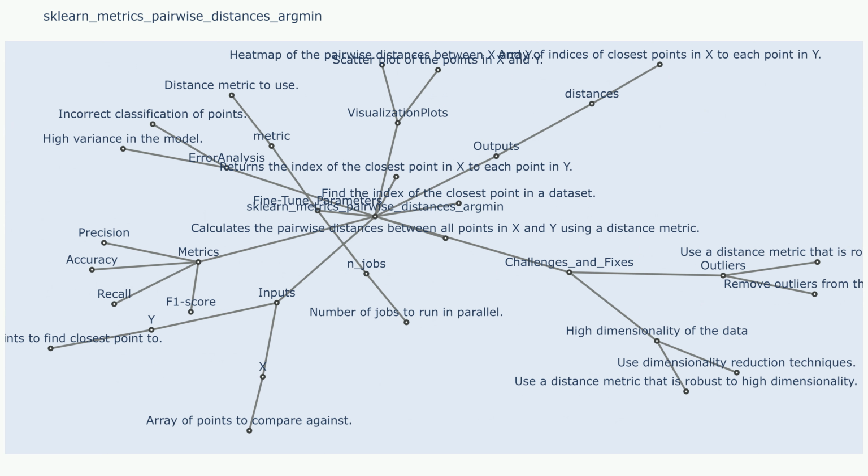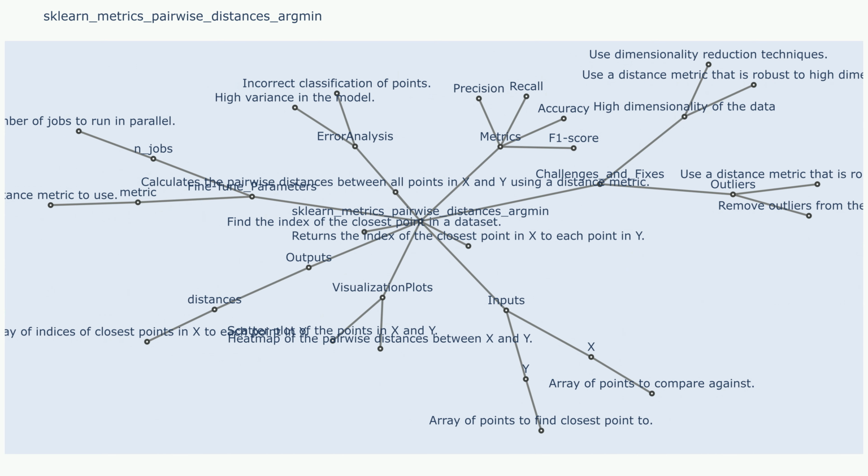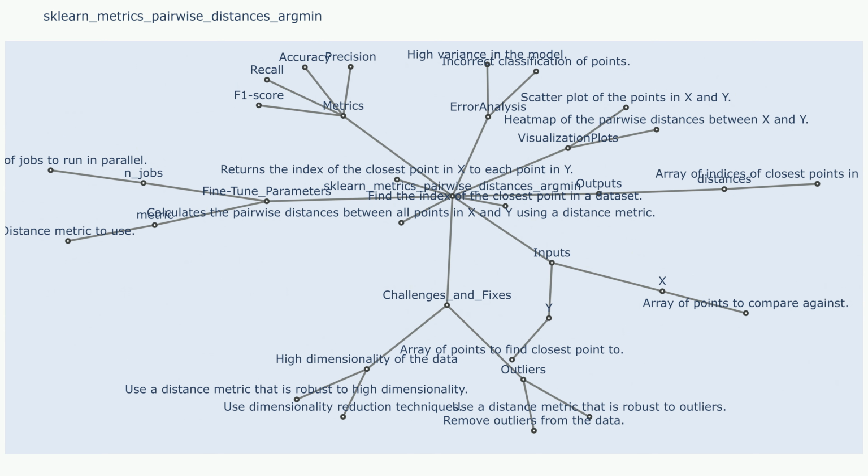Steps: for each query point in Y, the function calculates the distances between the query point and all data points in X using the specified distance metric. The function then finds the index of the data point with the smallest distance to the query point. This process is repeated for all query points in Y.